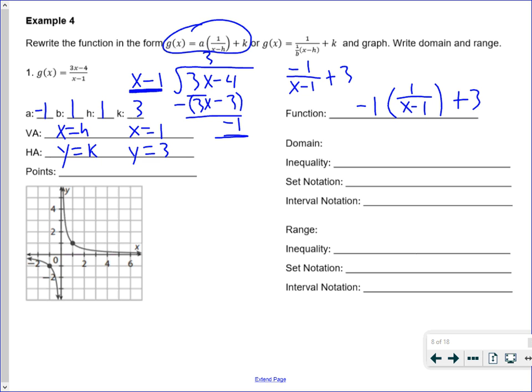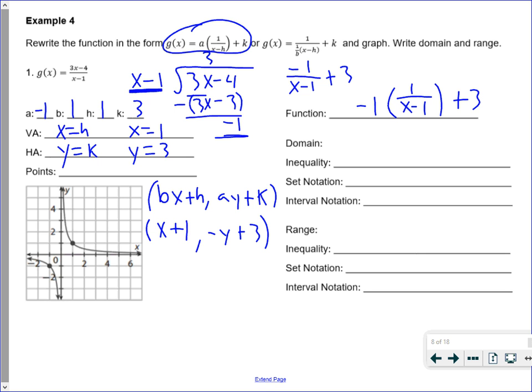And for our points, we need to figure out what our transformation rule is. Remember, our transformation rule is bx plus h, comma, ay plus k. So we're going to take our a, b, h, and k and plug it into our transformation rule. And when we do, we end up getting x plus 1, since our b is 1 and our h is 1. And then we get negative y plus 3, since our a is negative 1 and our k is 3. So that's our transformation rule for this problem.